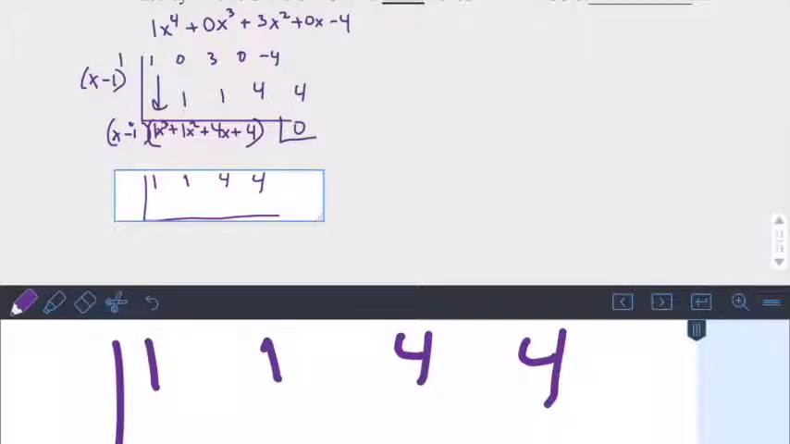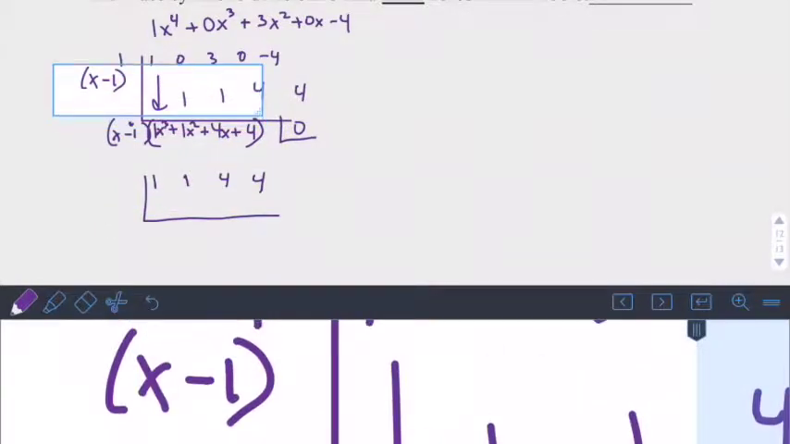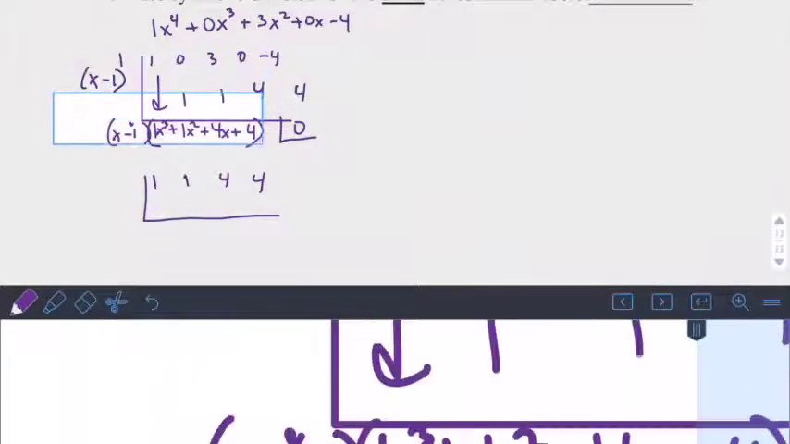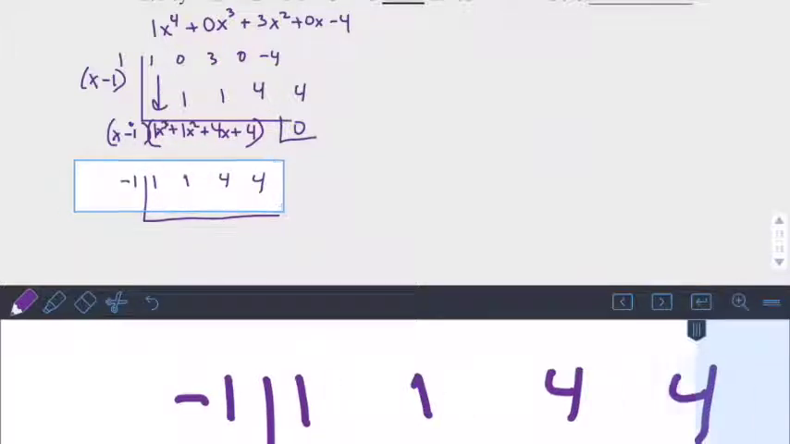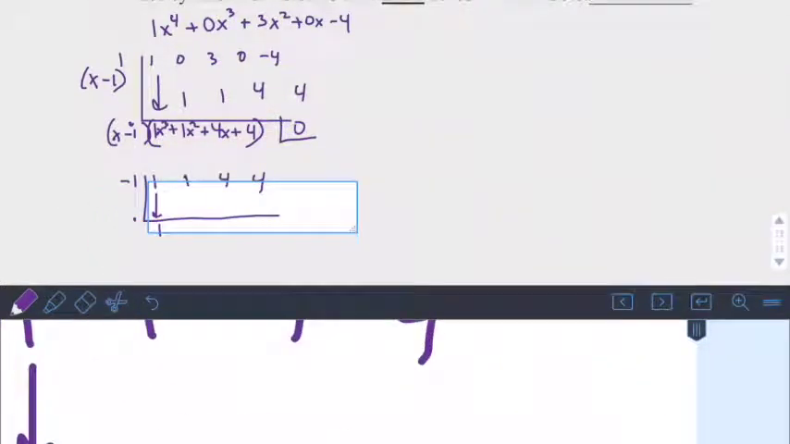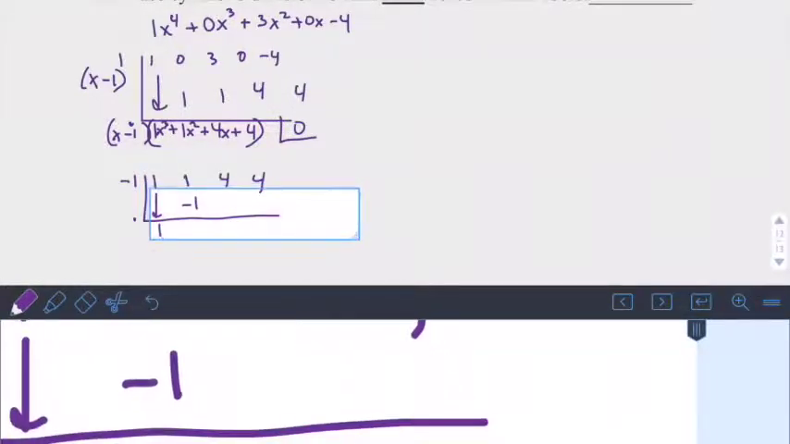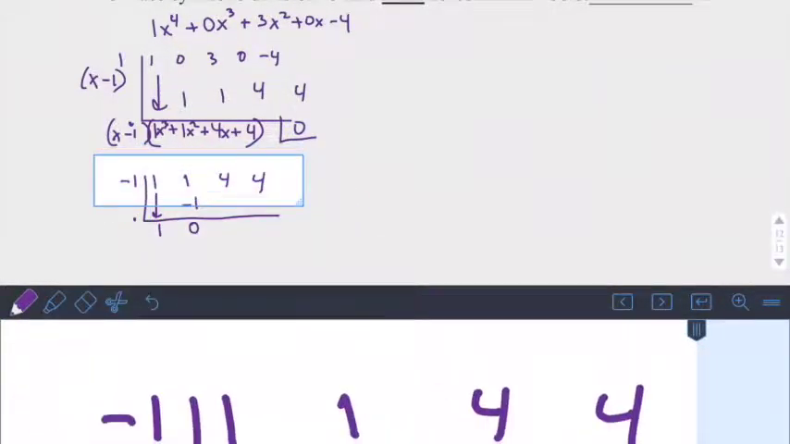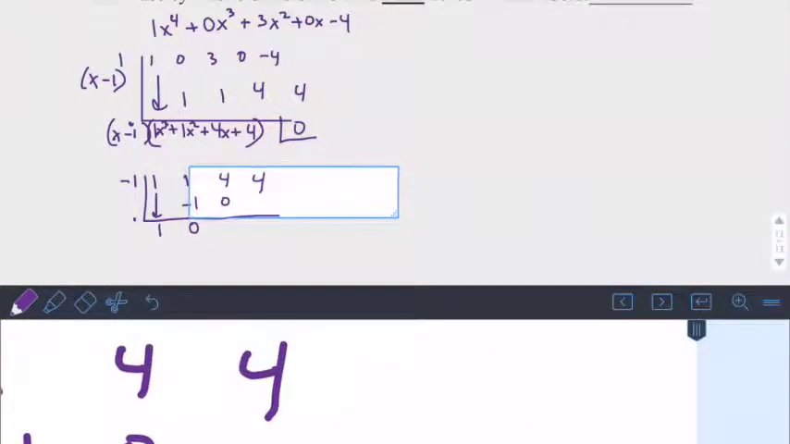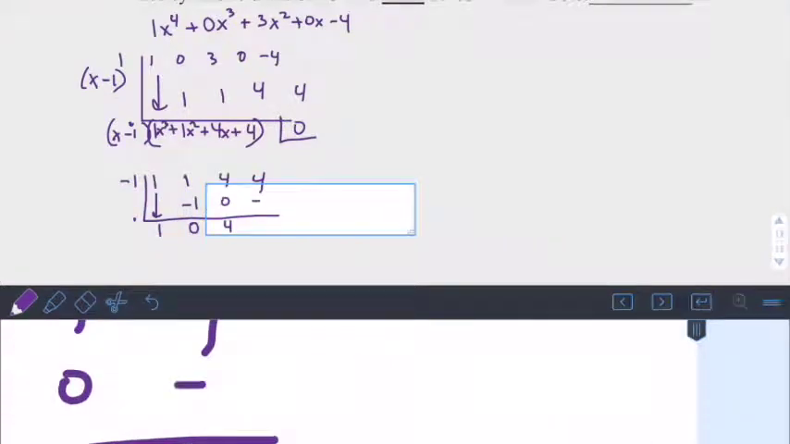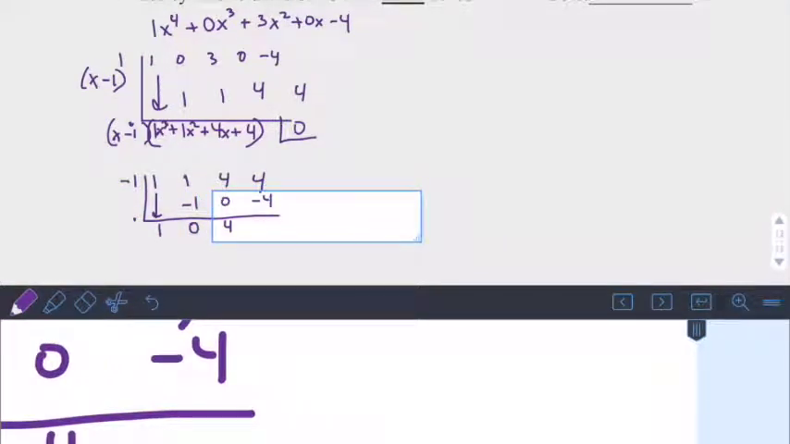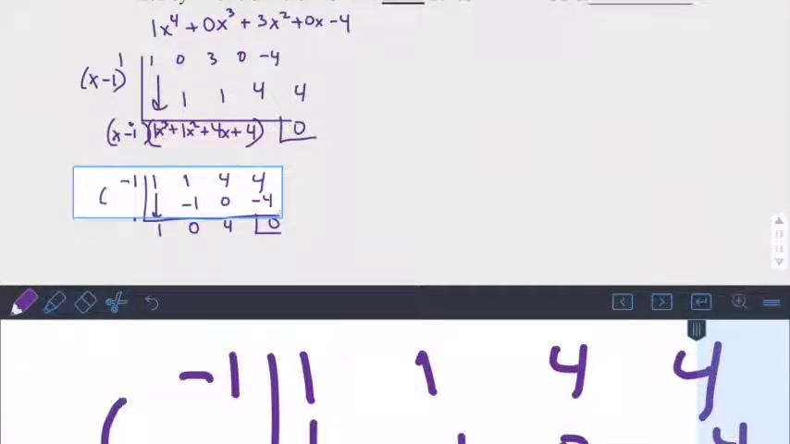Now I can try to use 1 again, because since 1 worked, it could happen again. Remember, they could have that multiplicity of 2. But I'm going to try something different. Let's try -1. 1 times -1 is -1. 1 plus -1 is 0. -1 times 0 is 0. 4 plus 0 is 4. -1 times 4 is -4. And 4 plus -4 is 0. So that worked again. So -1 is a root, meaning the factor is x plus 1.